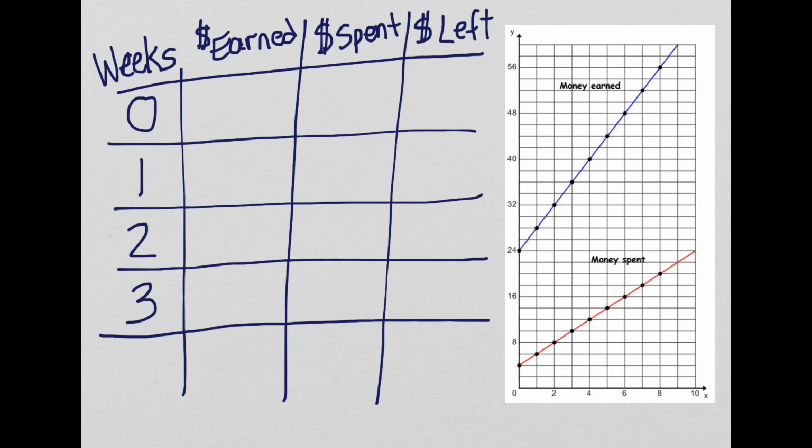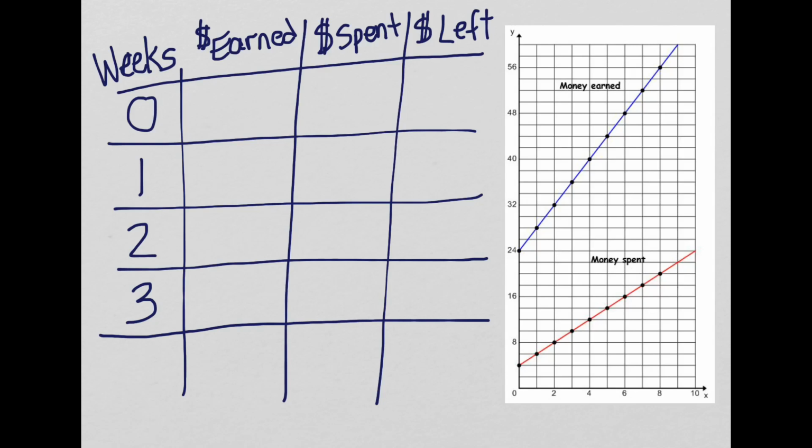Maybe he has a job and he earns the same amount of money every week, because it looks like it's going up in a nice linear pattern. And maybe he has some kind of subscription, I don't know, Spotify, Netflix, whatever. He spends the same amount of money every week. I know those are monthly. Don't write me letters. Okay, so let's just fill in the table.